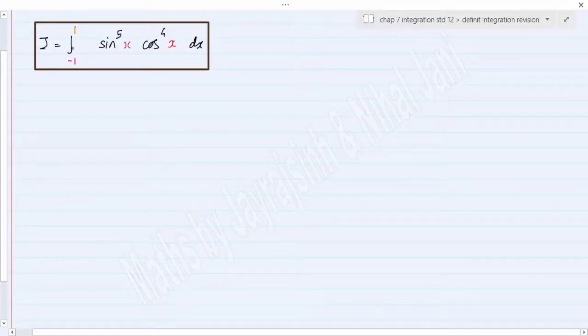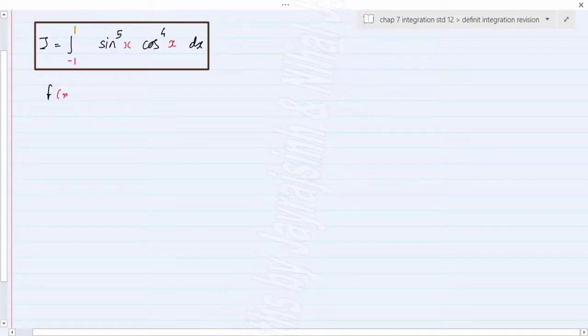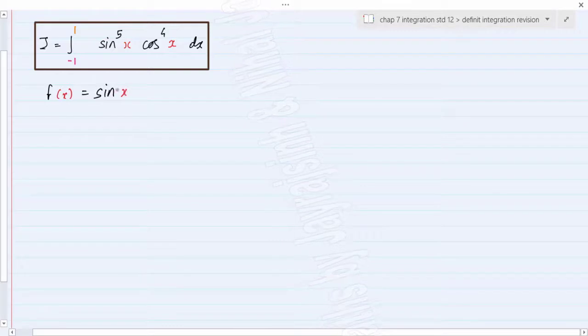In this question, we have to integrate sin x raised to 5 times cos x raised to 4. Our limit is minus 1 to 1, which suggests that we should check whether the function is even or odd. Our f of x is sin x raised to 5 and cos x raised to 4.